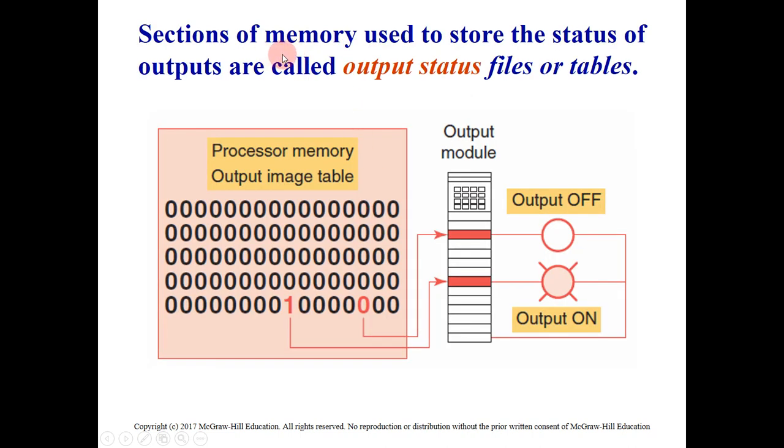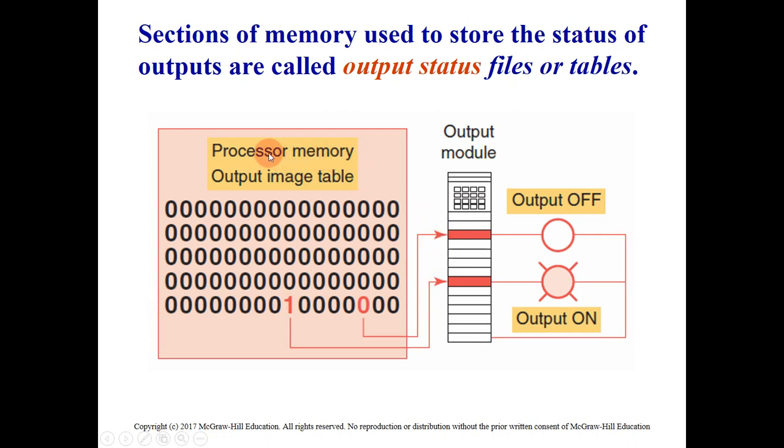Second, there is another section of the memory which reflects the status of the output file, or the output devices. We call it the output image table. It is the same: each slot is represented by one row of bits, depending on the slot number. Maybe we have 10 slots, so each slot will be represented by one row. If the module consists of 8 bits, this will be 8. If it consists of 16 bits, this will be 16.